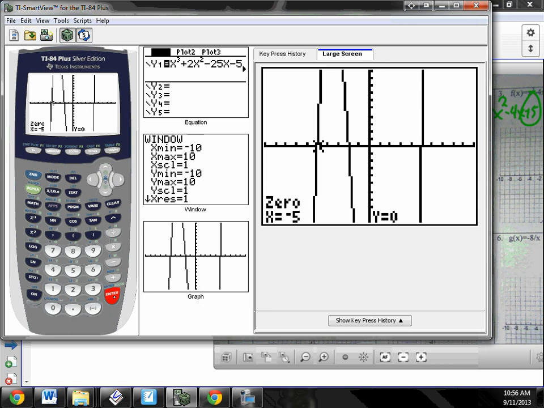Now, when we graph functions, you can have many x-intercepts, but you can only have one y-intercept. That's always true. You can only have one. Sometimes you have none, but you can only have up to one. All right, go ahead and work on the rest of this worksheet.